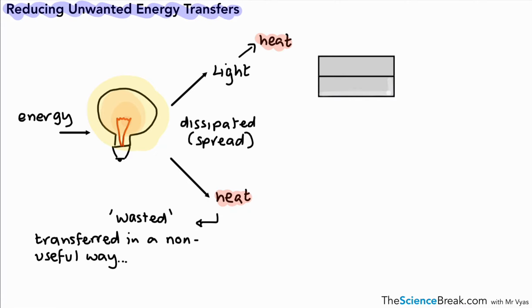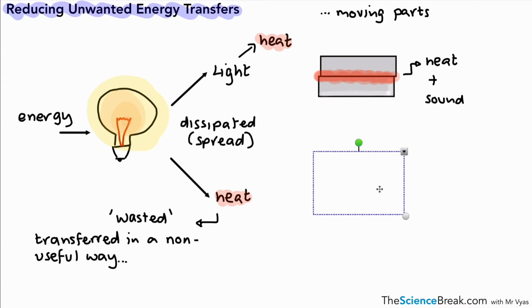Another way in which we can transfer energy in a non-useful way is when we have moving parts. There are lots of different kinds of machines and gadgets that have moving parts, and those parts will often rub together, and when they rub together we get friction, and as a result of that friction we get heat energy from the rubbing of those parts. That heat energy is often not useful. We often get sound along with that as well, as you just heard.